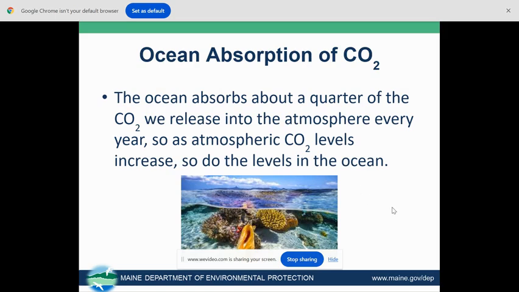All right, so the ocean absorbs about a quarter of the carbon dioxide that we release into the atmosphere. That's a lot. A quarter is 25%. As we continue to put carbon dioxide into the atmosphere, every time we drive, every time a factory is putting out exhaust, smoke into the atmosphere, we burn things, that's all released carbon dioxide. So do the levels in the ocean. As we increase carbon dioxide levels in the atmosphere, we're increasing the levels in the ocean.